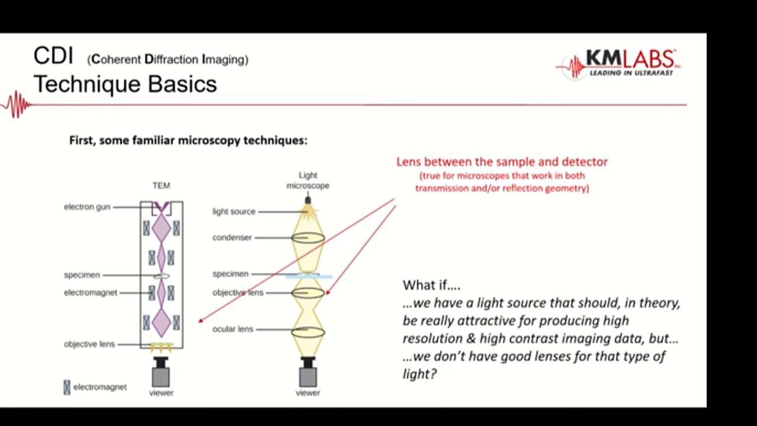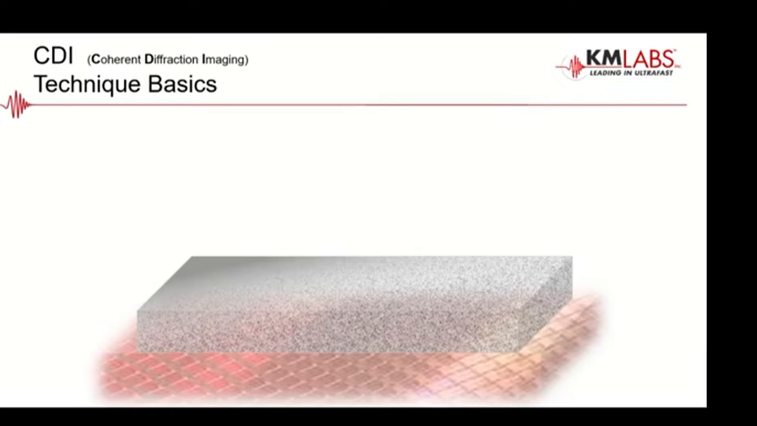But that kind of leads to the question, what if we have a light source that should, in theory, just by the nature of that light, be really attractive for producing high resolution and high contrast imaging data by the way that it interacts with the sample, but we have a problem because we don't actually have good lenses for that type of light. And that means we're going to have a difficult time focusing that light, and we're going to have a difficult time producing an image because we don't really have an objective lens. So we kind of end up with the challenge here. And so that's where coherent diffraction imaging is one of the solutions to this challenge.